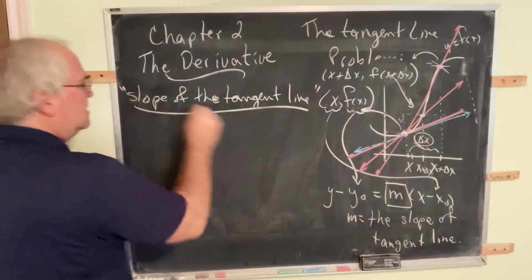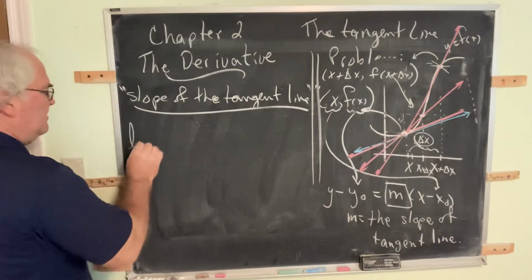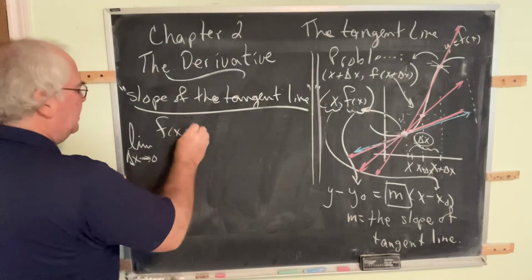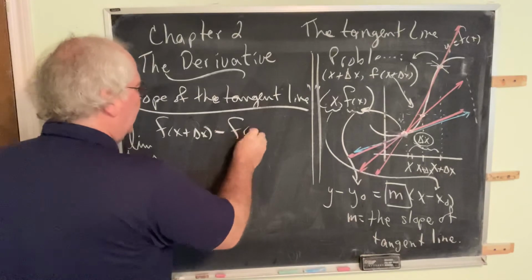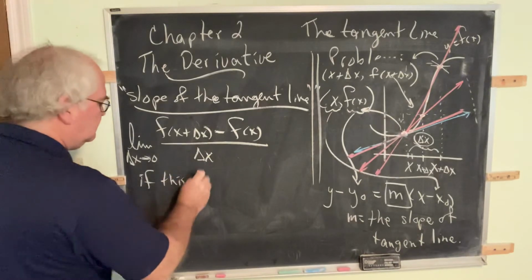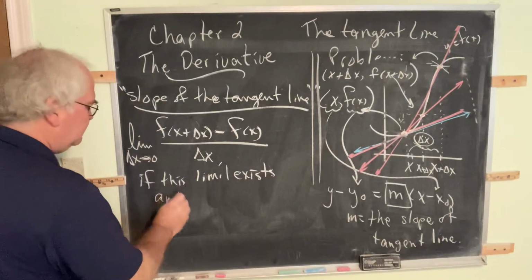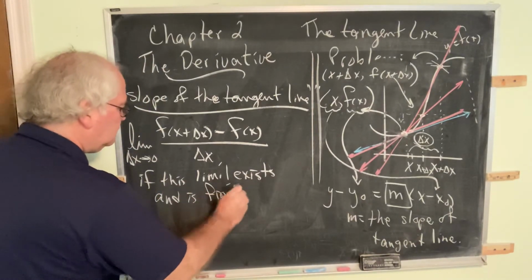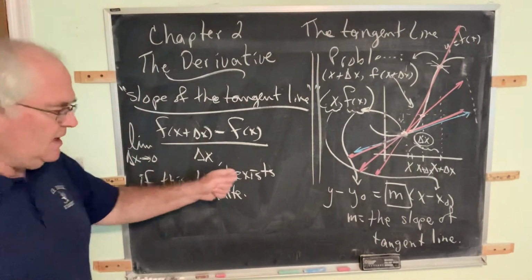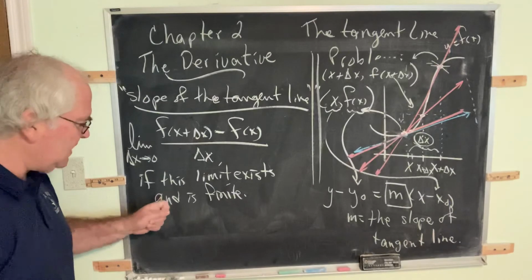When we say the phrase, the slope of the tangent line, what we mean is this. It is the limit as delta x goes to zero of f of x plus delta x minus f of x, over delta x, if this limit exists and is finite. So, until further notice, when I say the phrase, if this limit exists, I am including the additional rule that it must be finite.